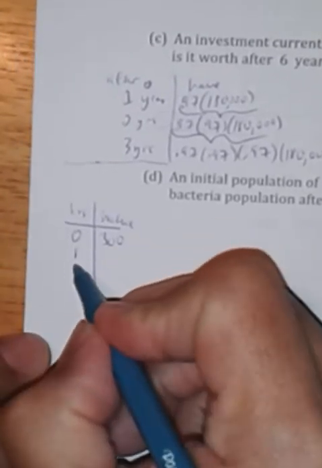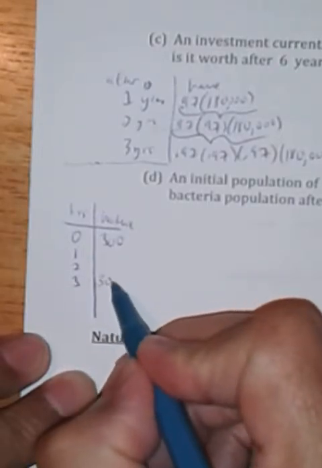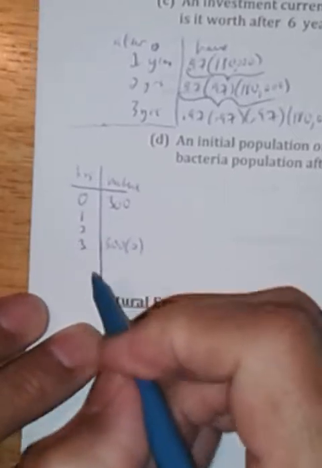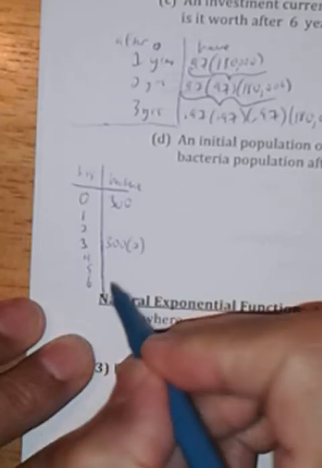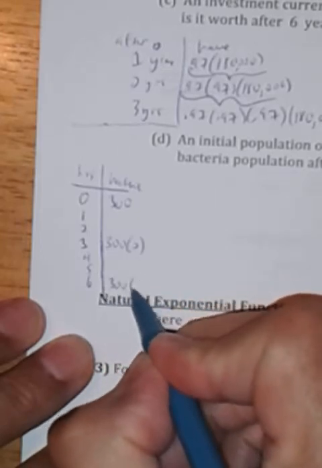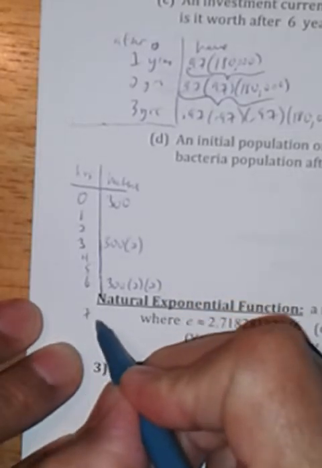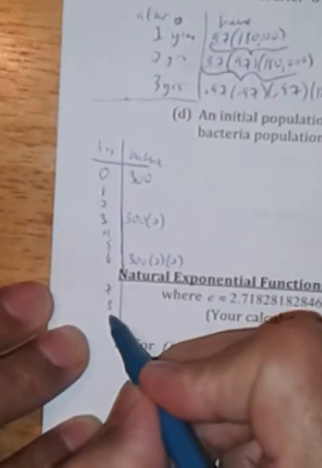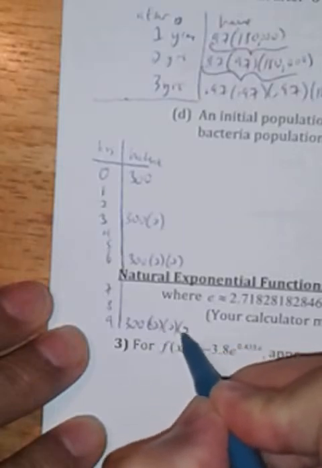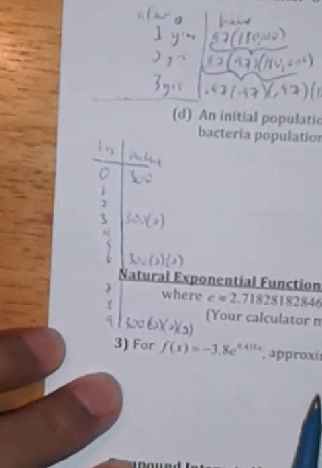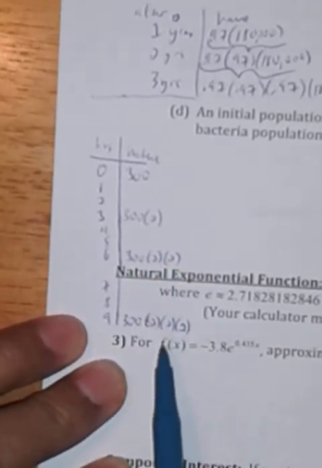So we skip how many are at 1 hour and 2 hours, but at 3 hours, it's 300 times 2, right? And then skip 4 and skip 5 and skip 6. I mean, there's bacteria there, but we don't know how many. But at 6 hours, it's 300 times 2, and then times 2 again, right? Because it doubled. And then 7 hours and 8 hours and 9 hours. And at 9 hours, it's 300 times 2 times 2 times another 2. Okay? So notice the exponent is, we're adding an extra factor of 2 every 3 hours.